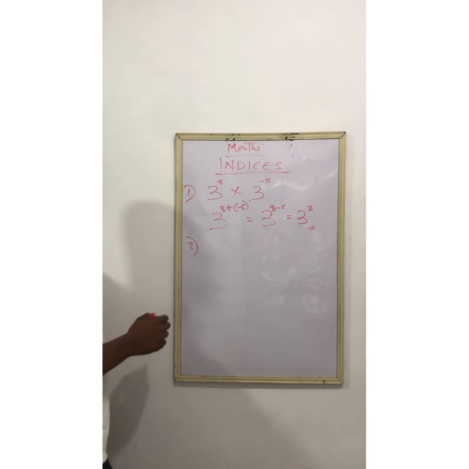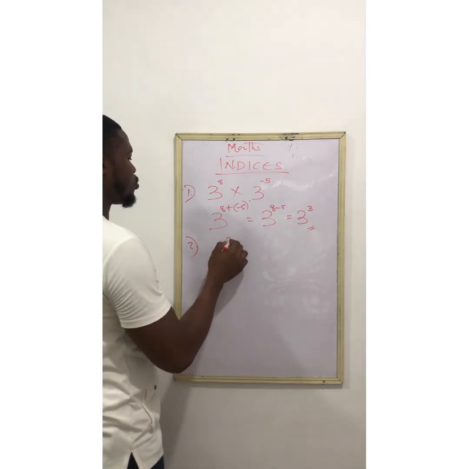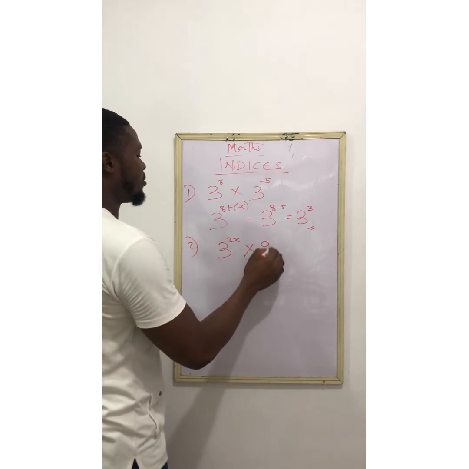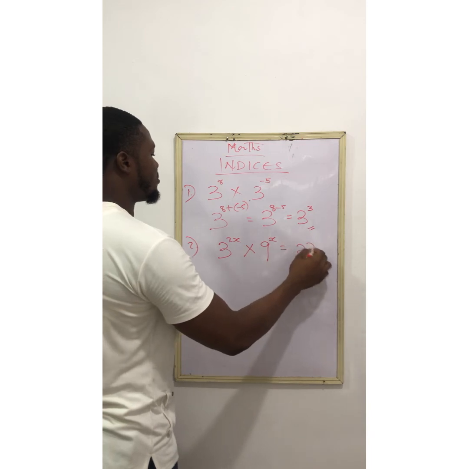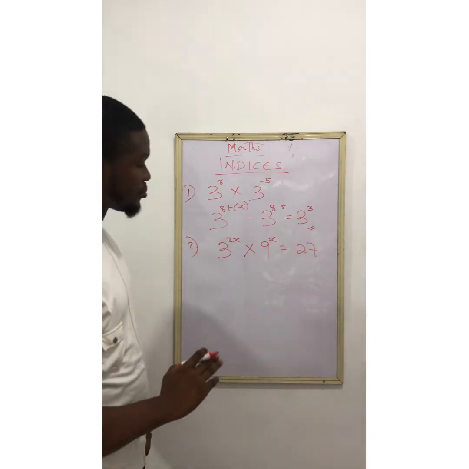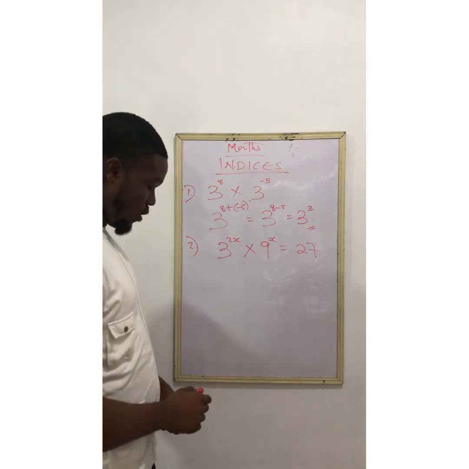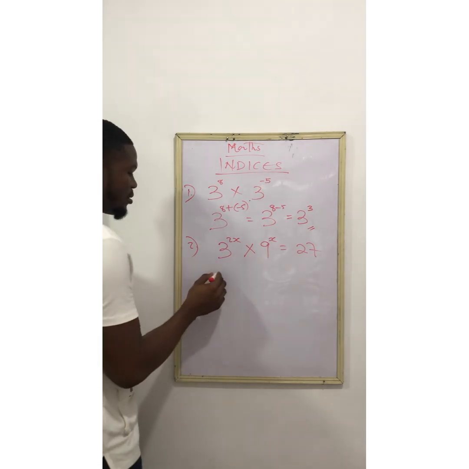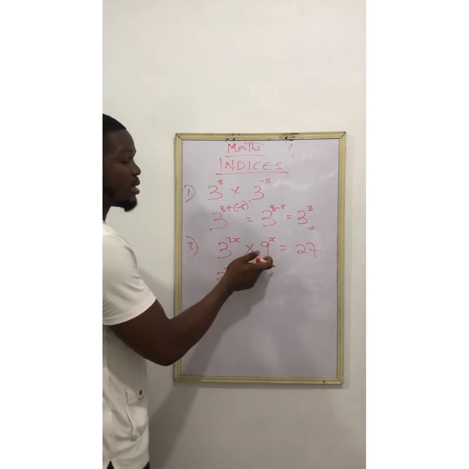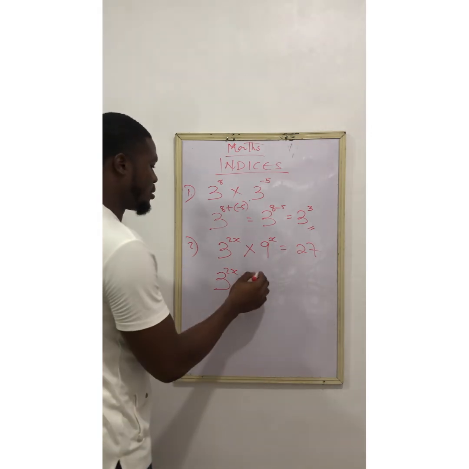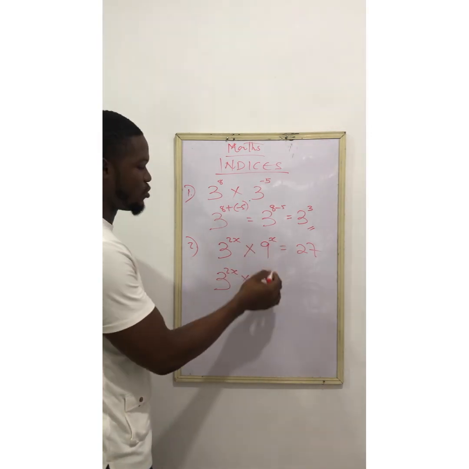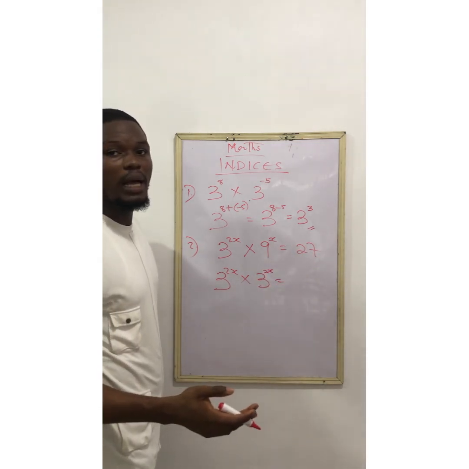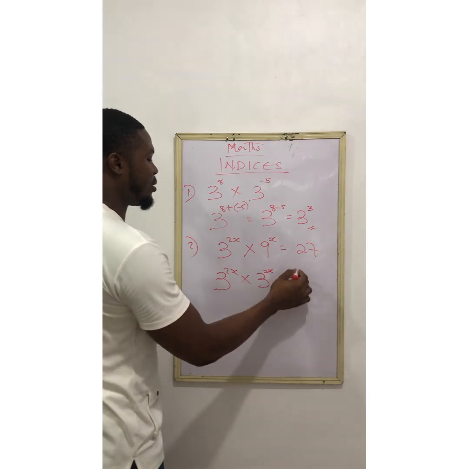Another example: if you have 3 raised to the power 2x multiplied by 9 raised to the power x equals 27. Look at this question. The first thing we need to do to solve it is to change all the numbers to index form. So that will give us 3 raised to the power 2x times 9, which is the same thing as 3 raised to the power 2. There's an x there, so you multiply it, that's 2x. Equals 27, which is 3 raised to the power 3.